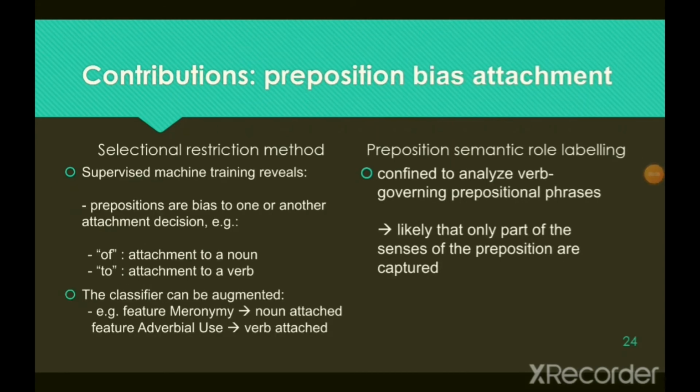In the machine training of selectional restriction, it finds that prepositions are biased to one or another attachment decision. So it shows that we can improve the classifier to include more features to increase precision. And the labeling method, because it is confined to analyzing verb governing prepositional phrases, it is likely that only part of the senses of the prepositions are captured.